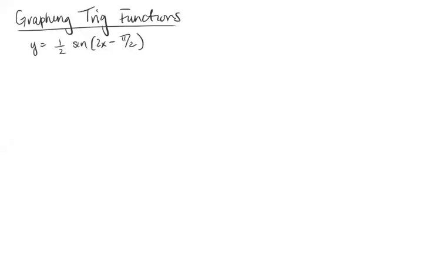In this video, I am going to walk you through how to graph a trig function. So we're looking at the function y equals 1/2 the sine of 2x minus pi over 2. Remember, the standard form would be y equals a sine of bx minus c.